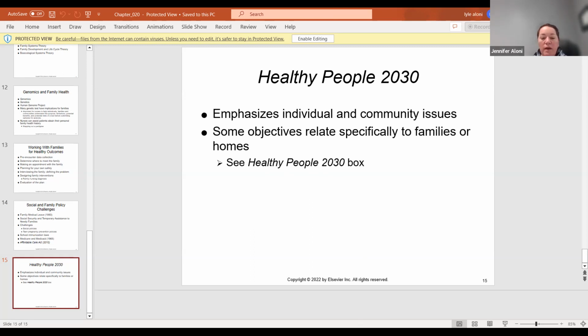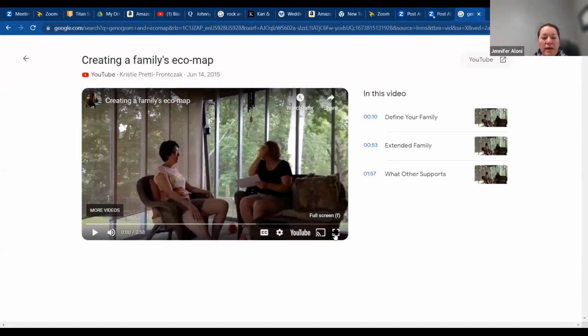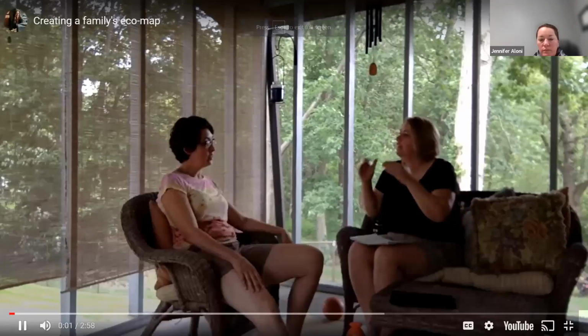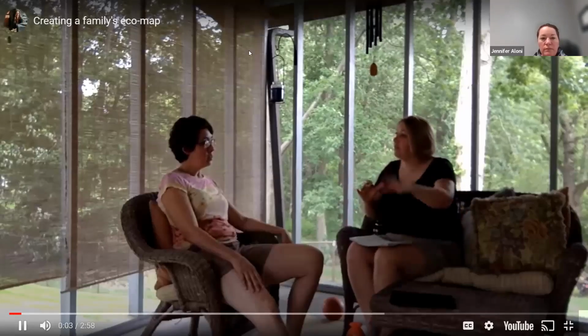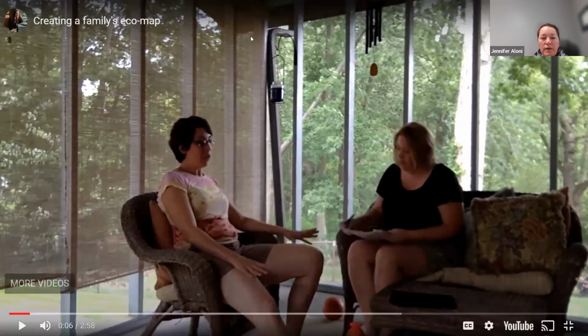We're going to watch a little movie about how you do an eco map. So let me share that with you. And then this is another way you can work with your communities and do a genogram. So here we go. I'm sorry, I just want to make it so that we can all hear it.